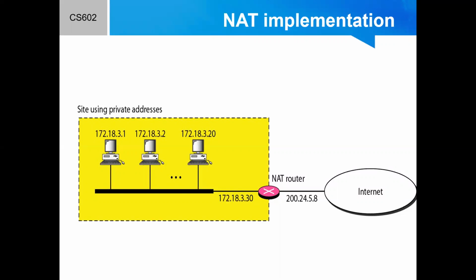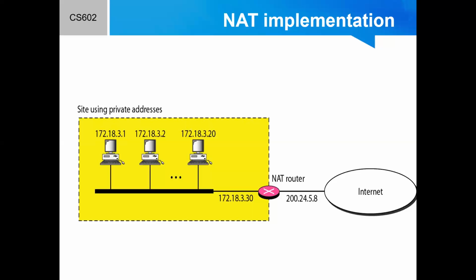NAT enables a user to have a large set of addresses internally and one address or a small set of addresses externally, right? The traffic inside can use the large set, the traffic outside the small set. This separates the addresses used inside the home or business from the ones used for the internet.